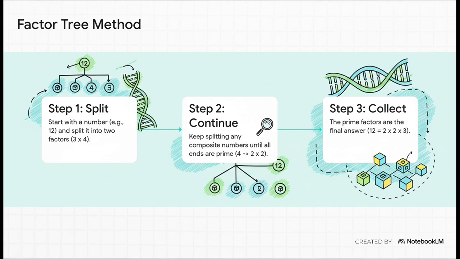So prime factorization is like finding a number's secret recipe or its DNA. And the factor tree method is a really cool visual way to do it. You just keep splitting the number into any two factors until all the branches on your tree end in a prime number. Those primes are the basic ingredients that make up your number.